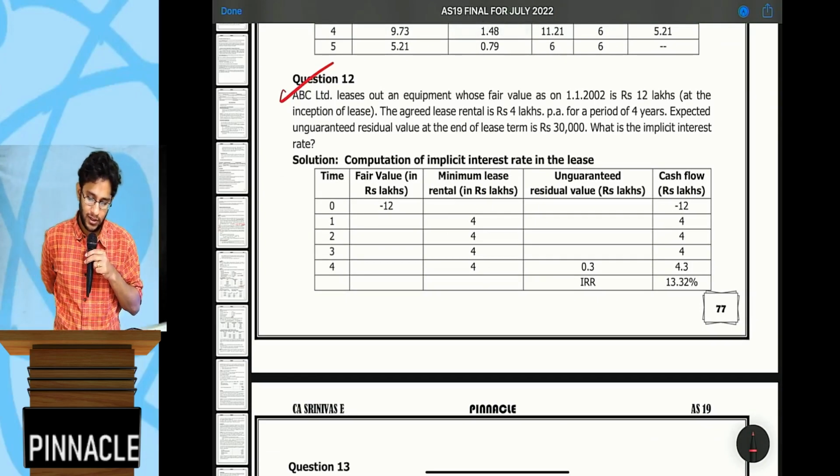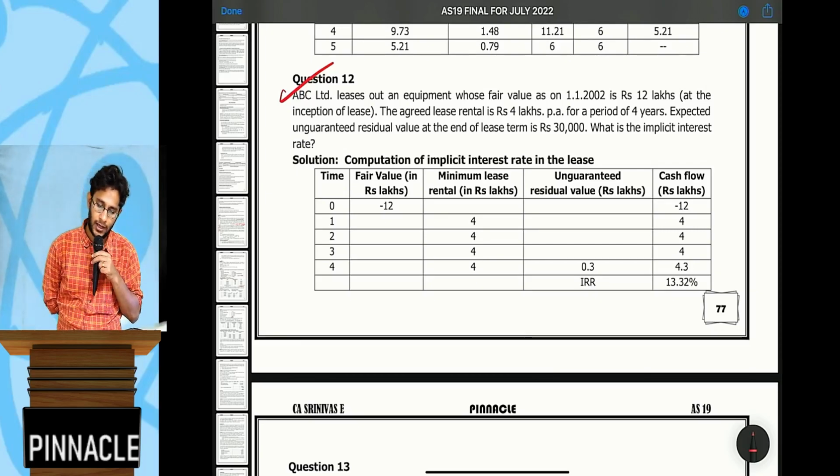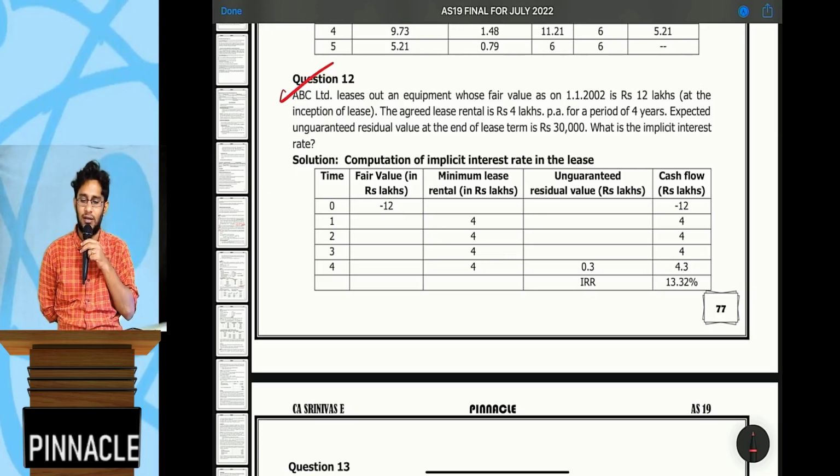ABC Limited leases out an equipment whose fair value as on 1/1/2002 is 12 lakhs on start date. The agreed lease rent is 4 lakhs per annum for a period of 4 years. Expected UGRV at the end of lease term is 30,000. What is the implicit interest rate? So literally he is asking you IRIL.